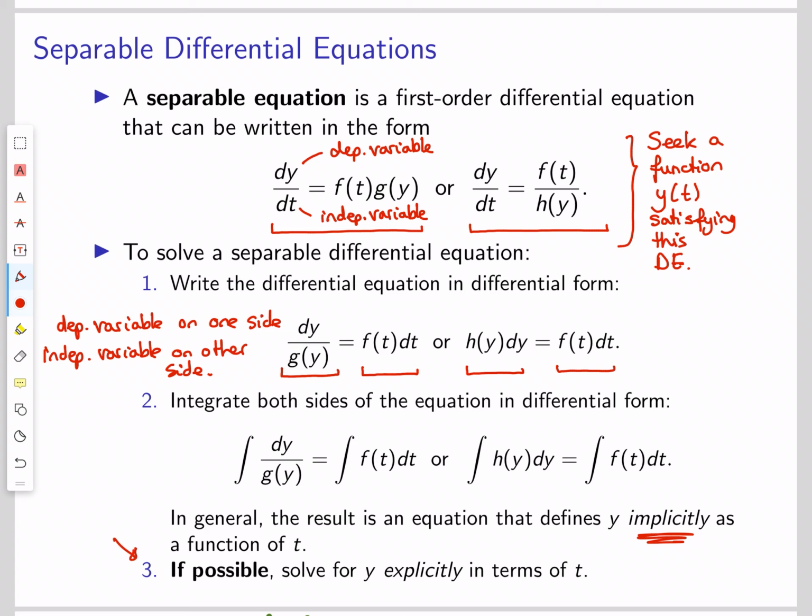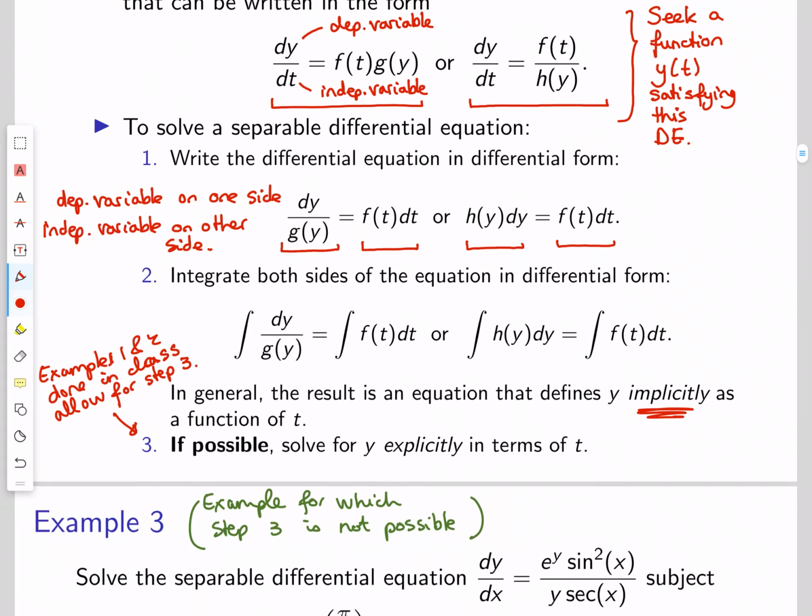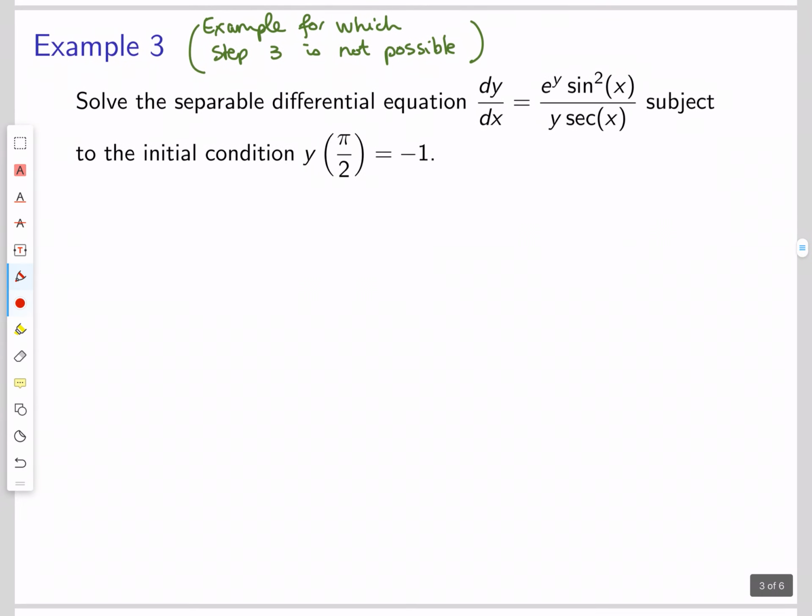The examples 1 and 2 done in class allow for step 3. But in this video I want to work through an example where that last step is not possible. So the example, I've got this on the next page here. This is, I'll call it, example 3.